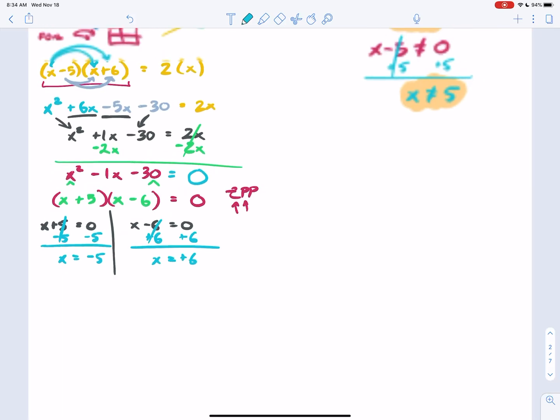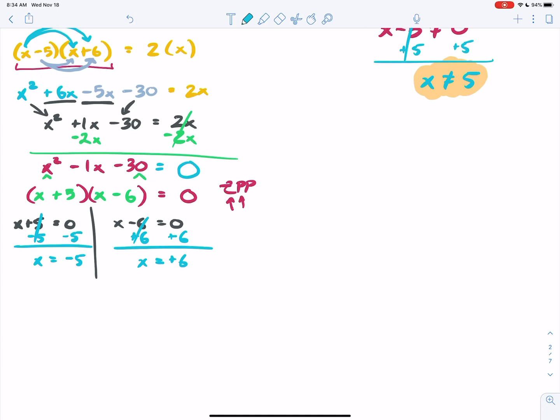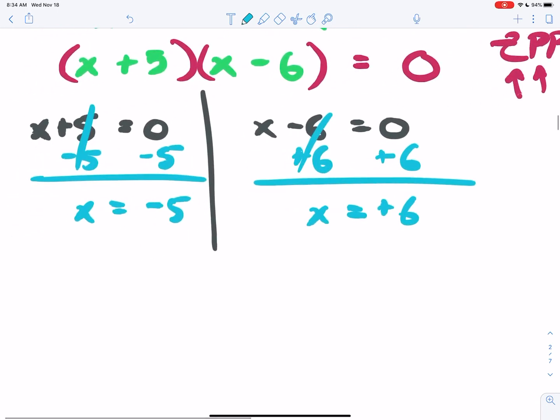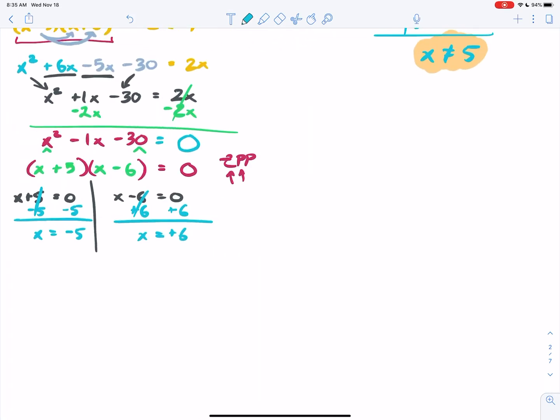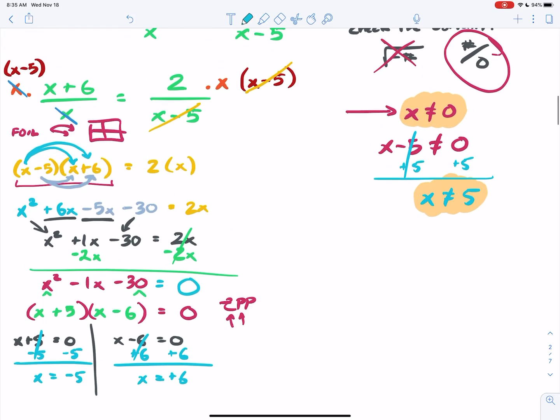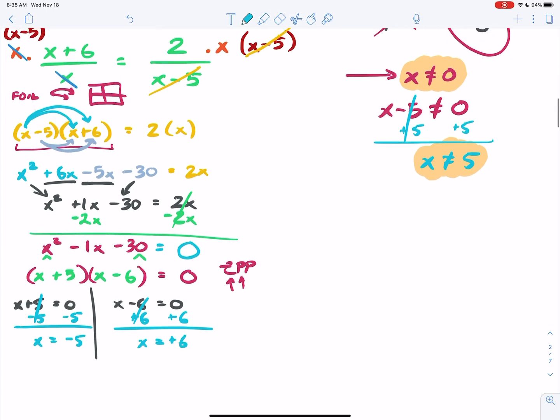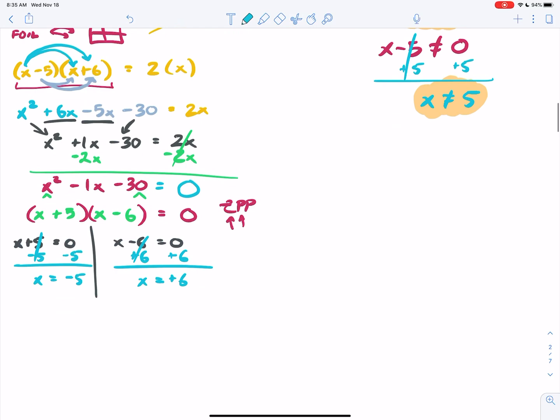Okay? So here's what you guys got to do. We have two answers, negative 5 and positive 6. All you have to do right now is double check your domain. Did your domain include a negative 5 or a positive 6? It doesn't. Notice how x can't be 0 and 5. So there are no conflicts here. Okay, so because you didn't run into your domain, you have two good answers. So I'm going to go ahead and box this.